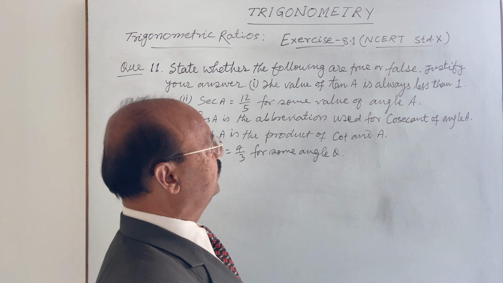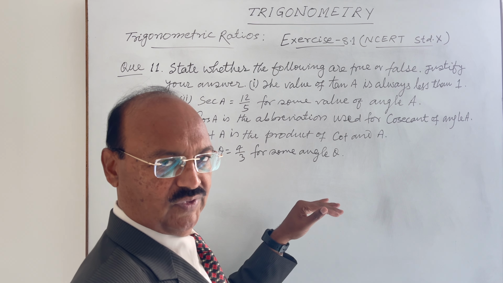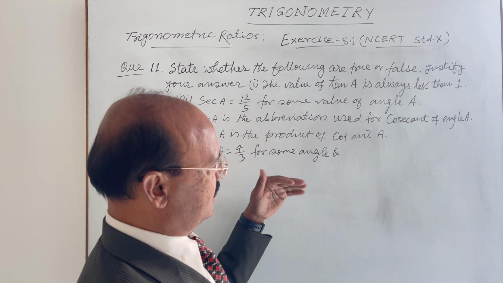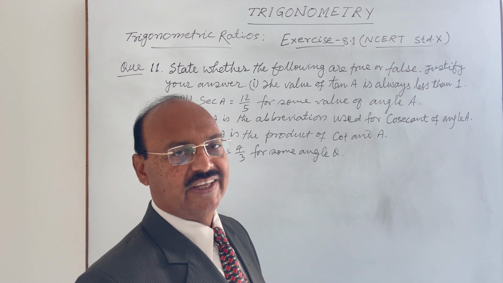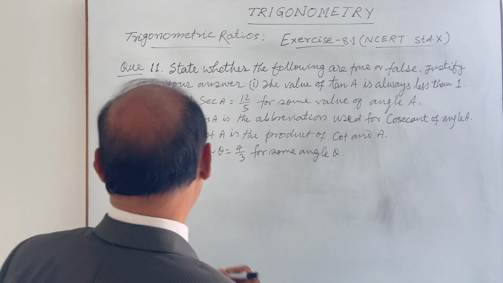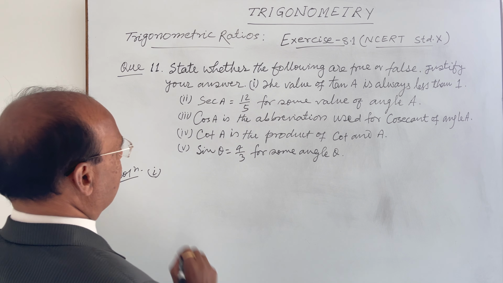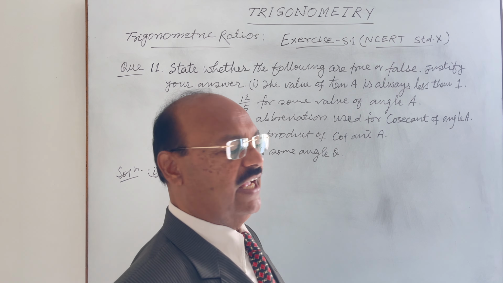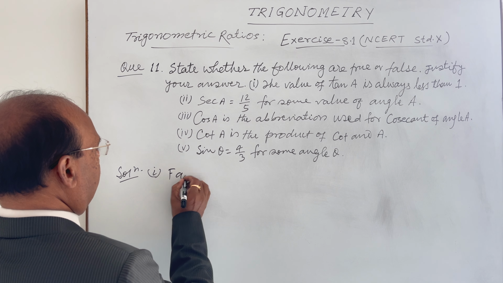Okay, so we have to check whether these statements are true or false, and in support of our answer we have to justify it. We have to give the justification also, whether it is right or wrong. So let us see all the statements one by one. First is, the value of tan A is always less than 1. This is false.